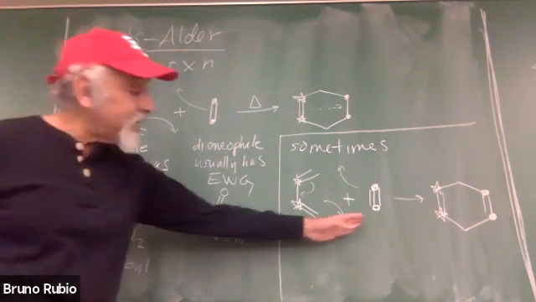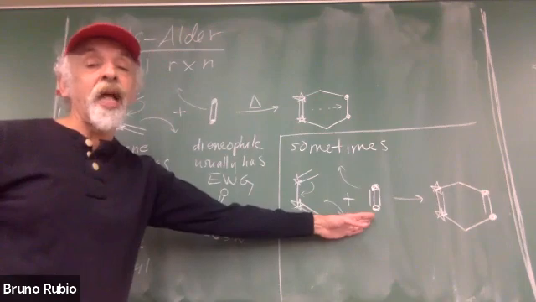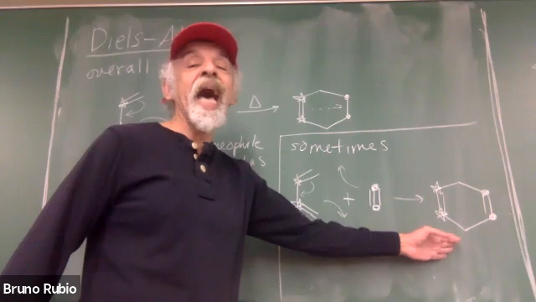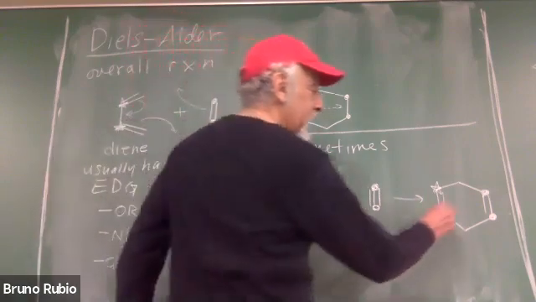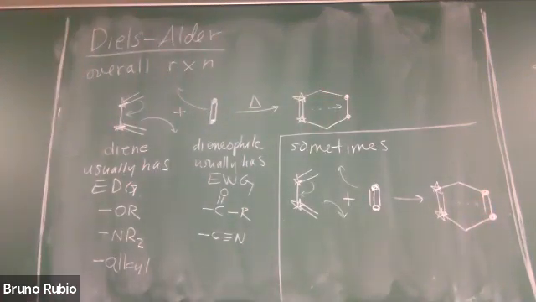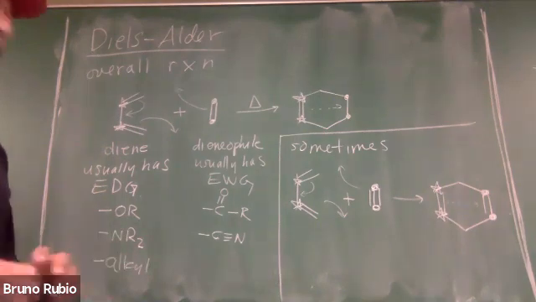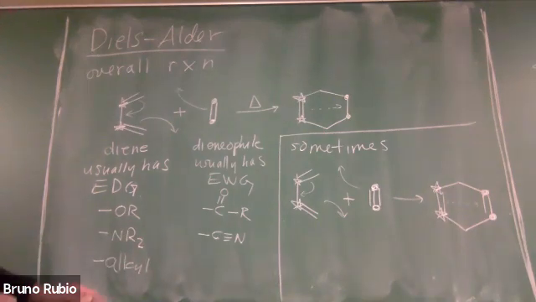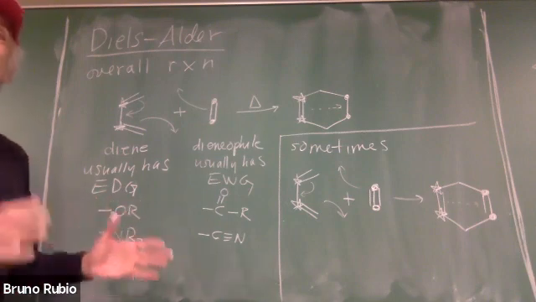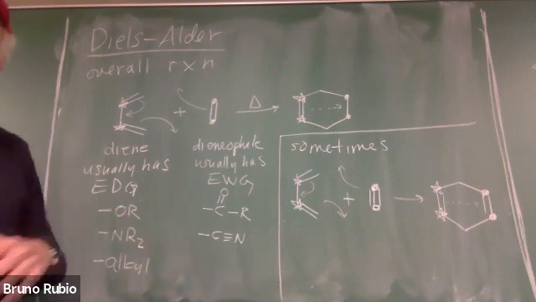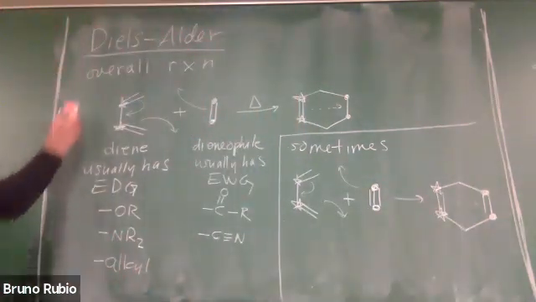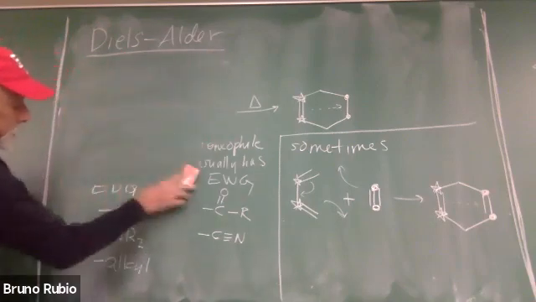So when the dienophile is an alkyne, the product is going to be a cyclohexadiene with the two double bonds diametrically opposed to each other in the product. Okay, so that's the overall Diels Alder reaction. It's a way of making a six-membered ring, a cyclohexene or a cyclohexadiene, depending on what the dienophile is.